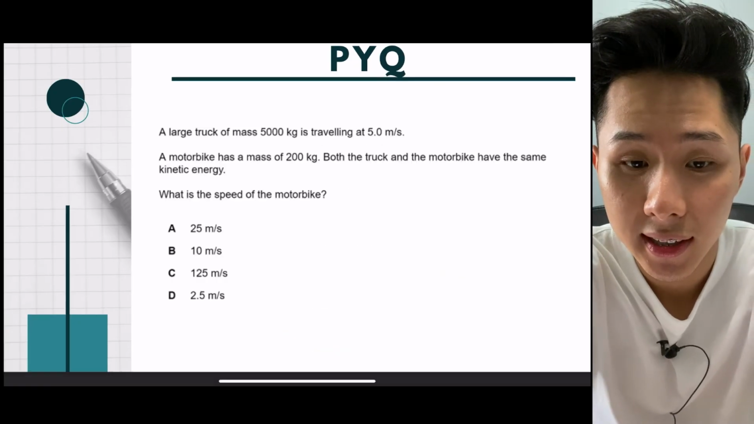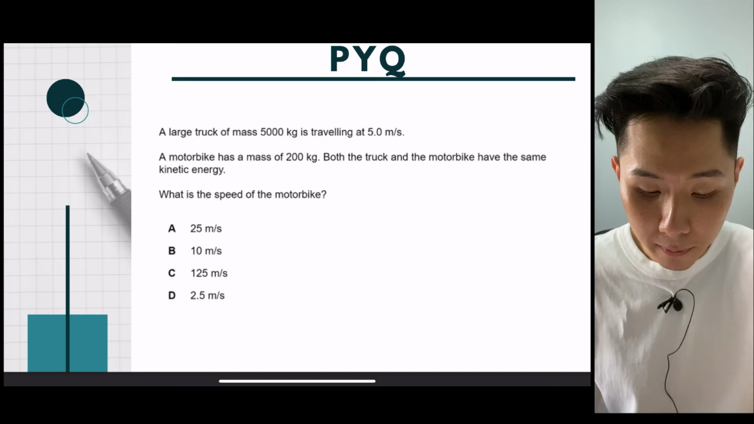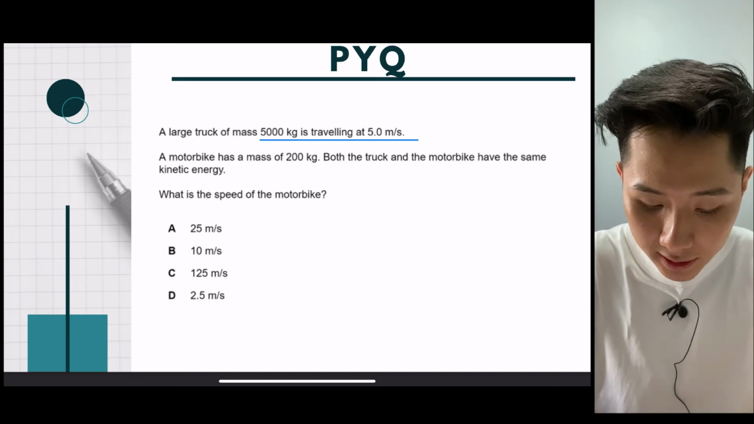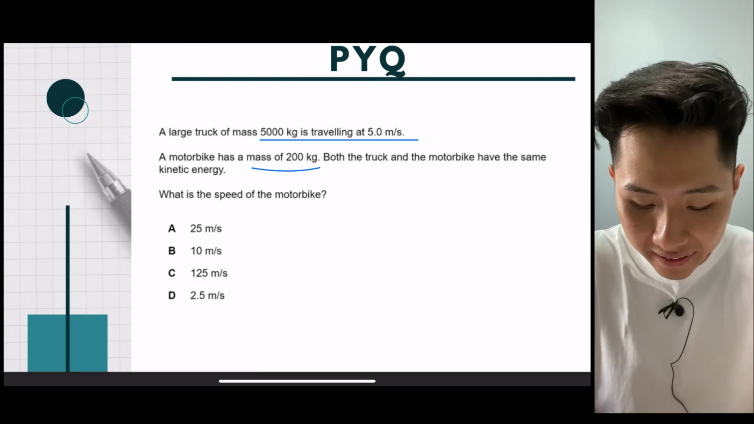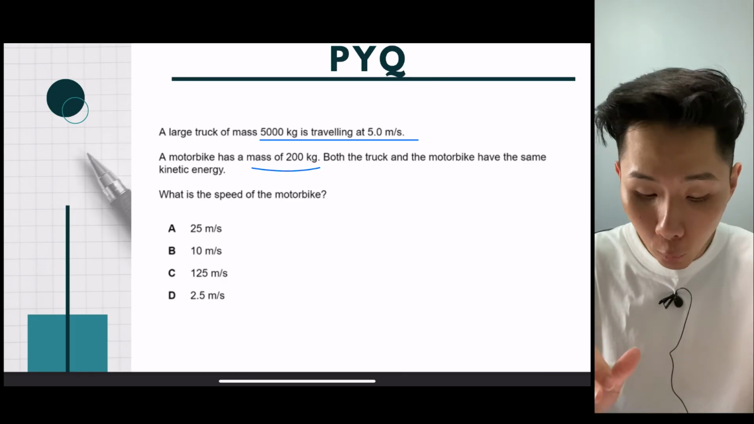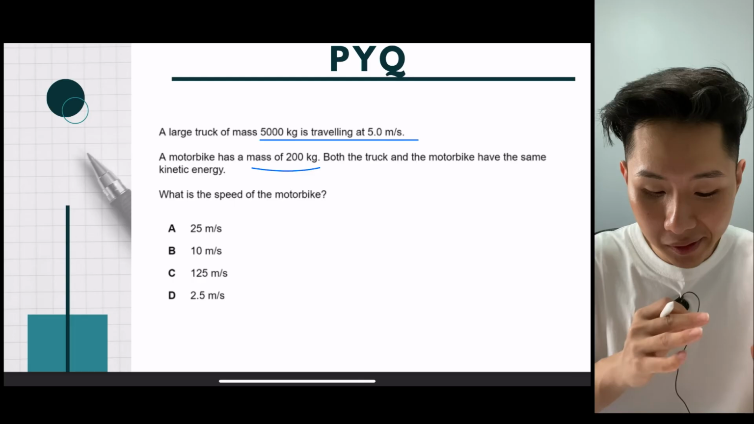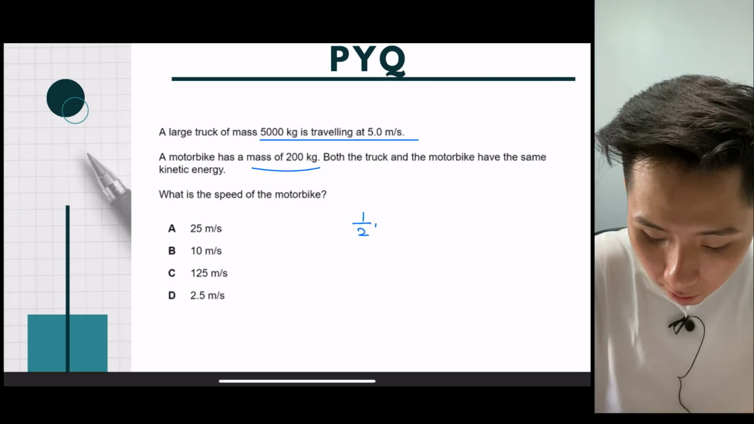All right, so in this question here, a large truck of mass 5,000 kilograms is traveling at 5 meters per second, and a motorbike has a mass of 200 kilogram, and they need us to find out what is the speed of the motorbike. So we know that the kinetic energy of both the truck and the motorbike will be the same. So we can write down the equation.